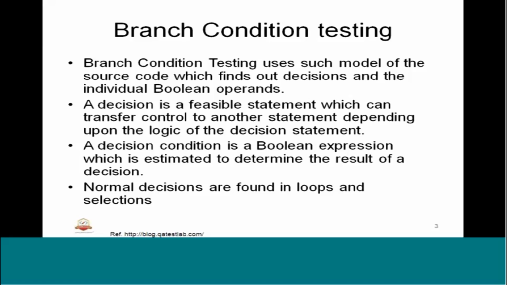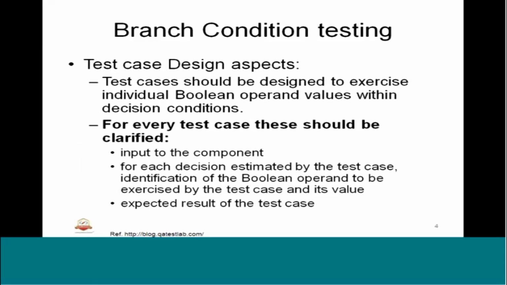And in terms of designing the branch condition testing, test cases should be designed to exercise individual Boolean operand values within decision conditions. For every test case, these should be clarified before we do the design. We should have an input to the component that is part of the decision condition. For each decision evaluated by the test case, identification of the Boolean operand to be exercised by the test case and its value. Expected result of the test case. So these three should be clear for the tester before he designs.